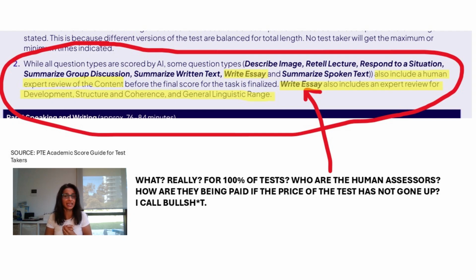If they had introduced human assessors, they would have to increase the price of the test. Okay, they're not going to absorb the cost and be like, you know what, we'll pay these guys out of the goodness of our heart. No. Okay, it doesn't make sense. All right, I shall stop there and move on.